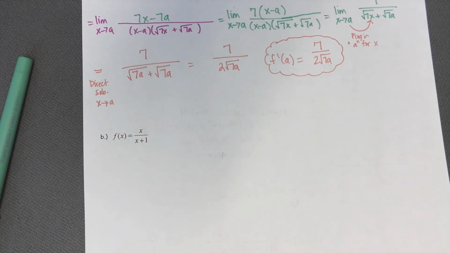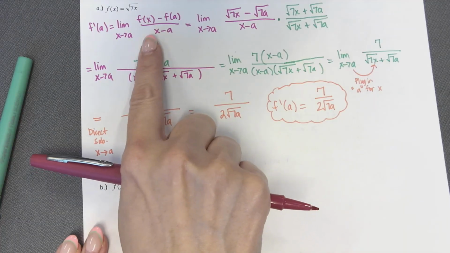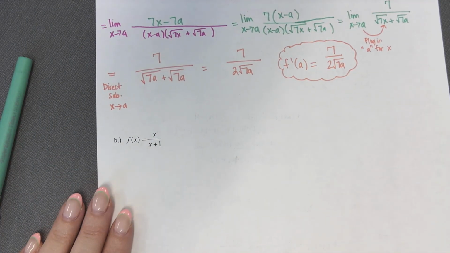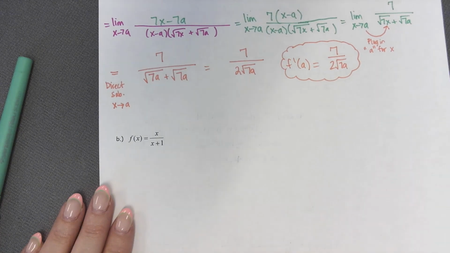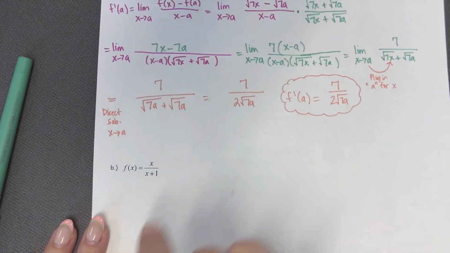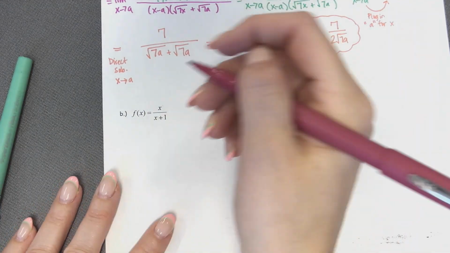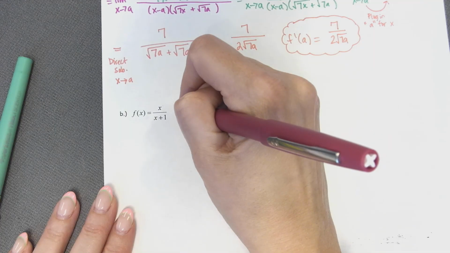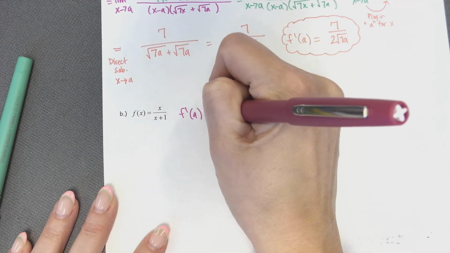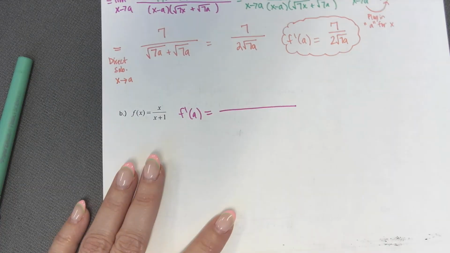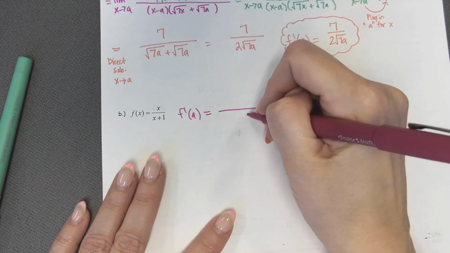All right, and then for part B, we're going to do the same thing. So when you're starting this off, if you want to write this out as your first step, you can. You can also just substitute those right away. That's fine too. If you go right to what that's going to be, that is fine. So we have f of x minus f of a, over x minus a.